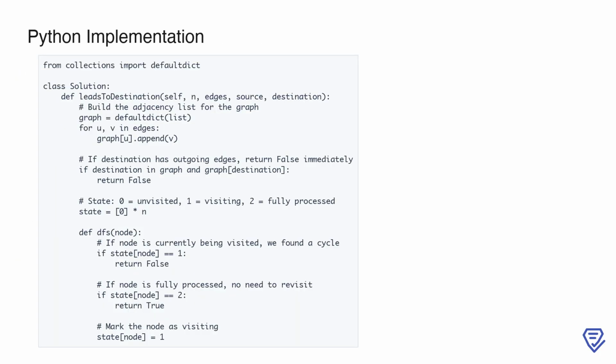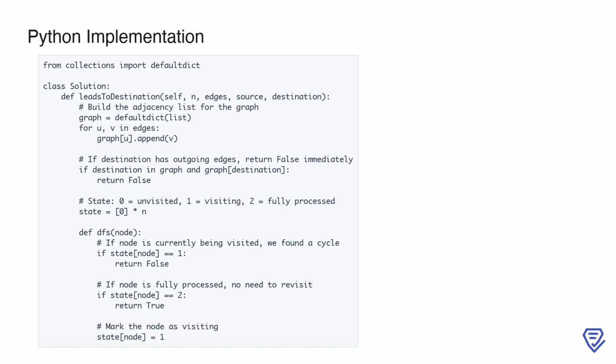Here, we begin by importing the necessary modules and setting up the solution class. To represent the graph, we use a default dict where each key maps to a list of its neighbors. This makes it easy to store and retrieve adjacent nodes for any given node. We then iterate through the edges list, adding each directed edge to our adjacency list.